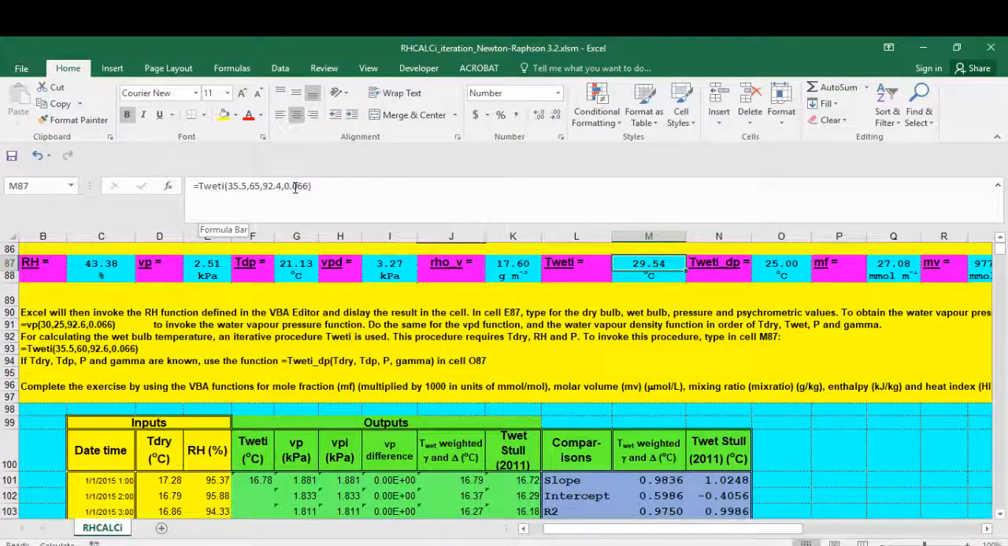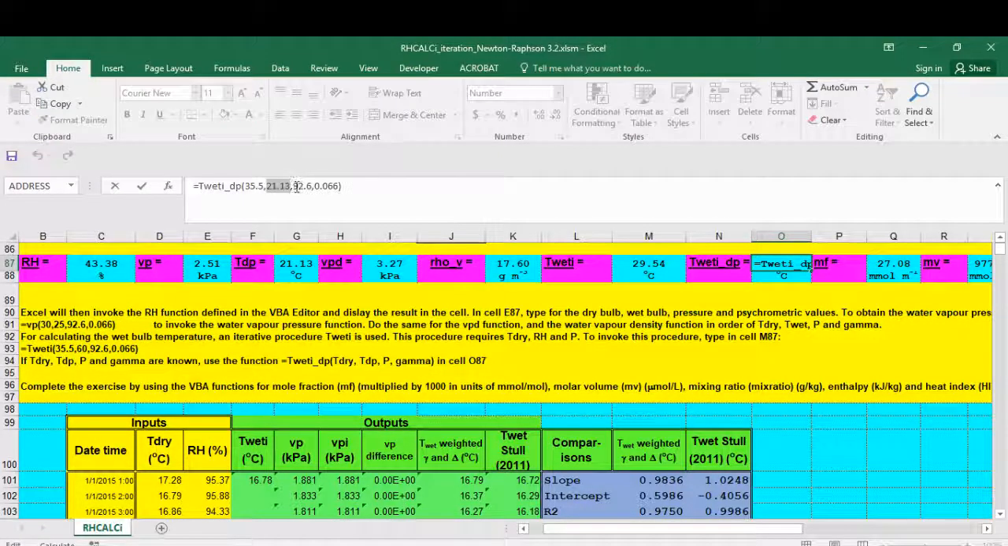This is the iteration now, the Newton-Raphson iteration applied. T wet I, in this case it's a dry bulb, a relative humidity, atmospheric pressure and psychrometric constant. If we do not have dry bulb and relative humidity, but we have dry bulb and dew point temperature, 21.13 degrees Celsius in this case, and then the atmospheric pressure and psychrometric constant, that will yield the wet bulb temperature.